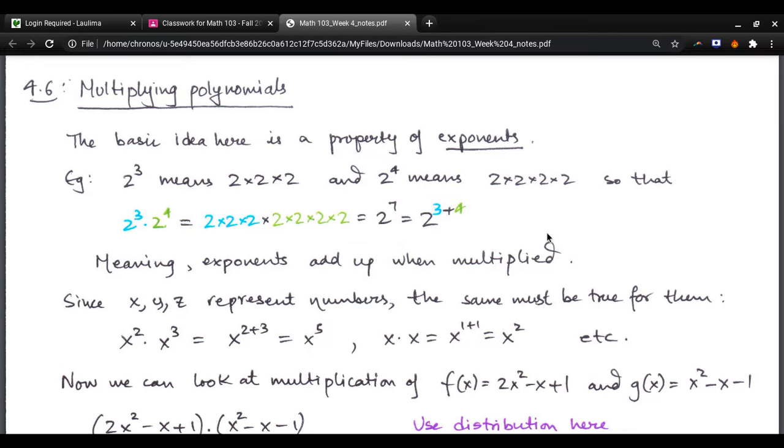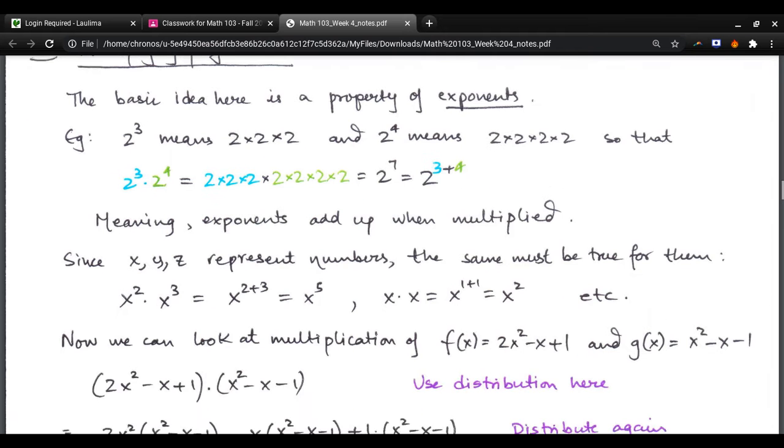Since x, y, and z represent numbers, the same must be true for them. So for example, x squared times x cubed is x to the 5. x times x is x to the 1 plus 1, which is x squared.